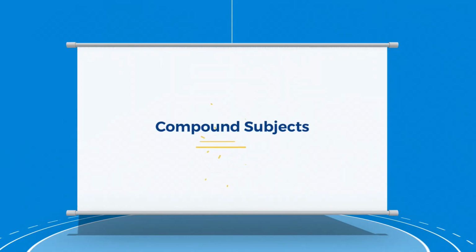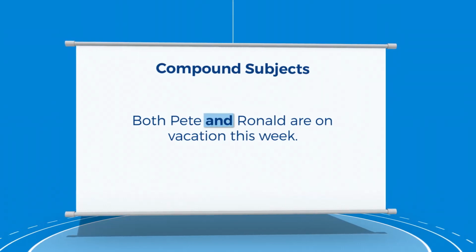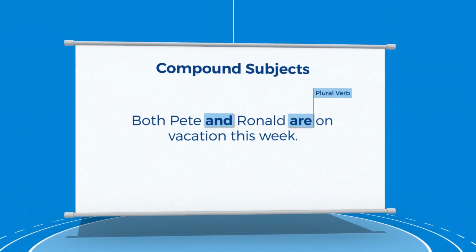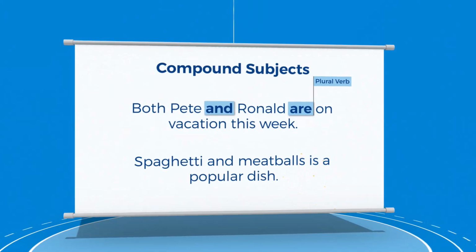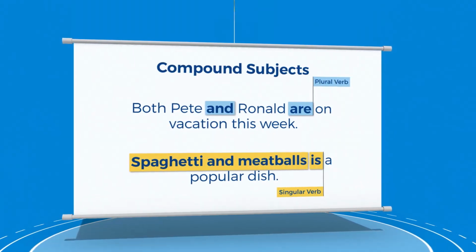If you have a compound subject, that is, two or more people, places, or things connected using the word and, the verb must be plural. When the parts of a subject form a single idea, or refer to a single person or thing, they take a singular verb.